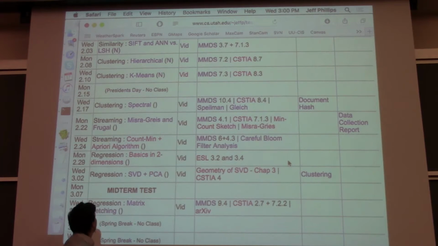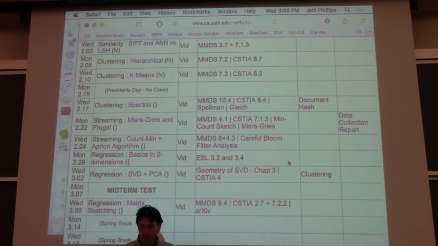I have it due the Wednesday right before the midterm because there will be topics about clustering on the midterm. So I figured you'd want to do it before the midterm. But you should look for that online. I'll post the announcement on Canvas. It should be similar in scale to the first 2 homeworks. The other thing to look at is the data collection report is due on Monday.